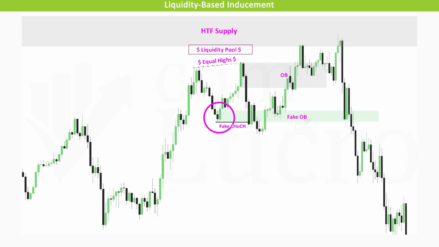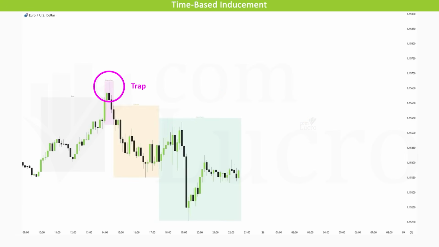If price creates a clean micro setup right before a major POI, it is an inducement. So always wait for an inducement to form, then enter on the real POI behind it for having A+ entries. Now let's move on to the third type of inducement, time-based inducement.